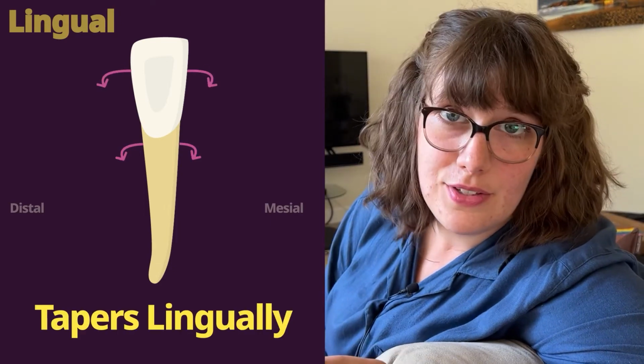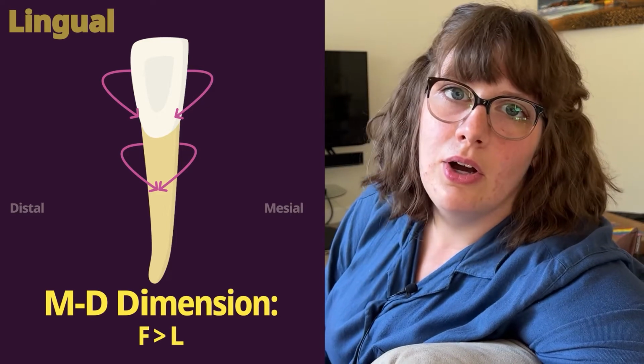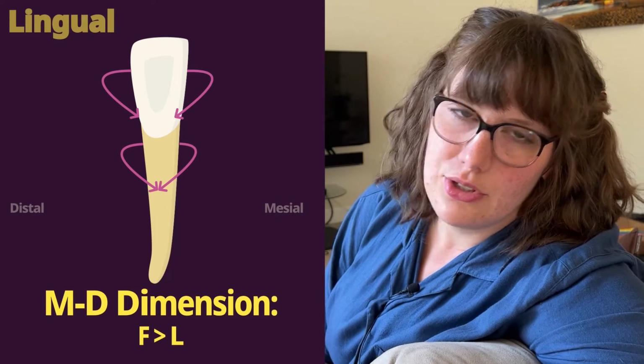The root and crown of this tooth are going to taper lingually, so that the mesial distal dimension of the facial is going to be larger than the mesial distal dimension of the lingual. It's going to narrow or taper from the facial to the lingual.